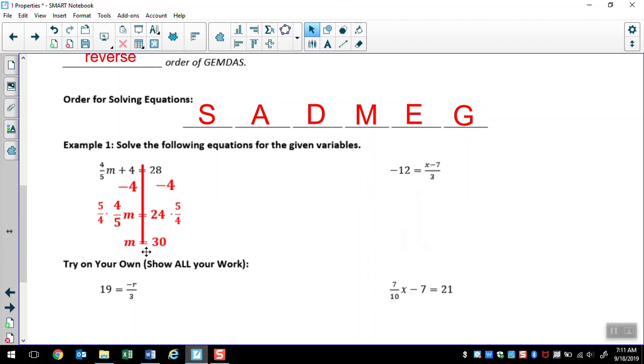We're done. We've isolated our variable, we can circle our answer now. As soon as our variable is by itself, it means we're finished. Okay, so now let's come over here and try this one. All right, so I'm going to start by drawing my line.